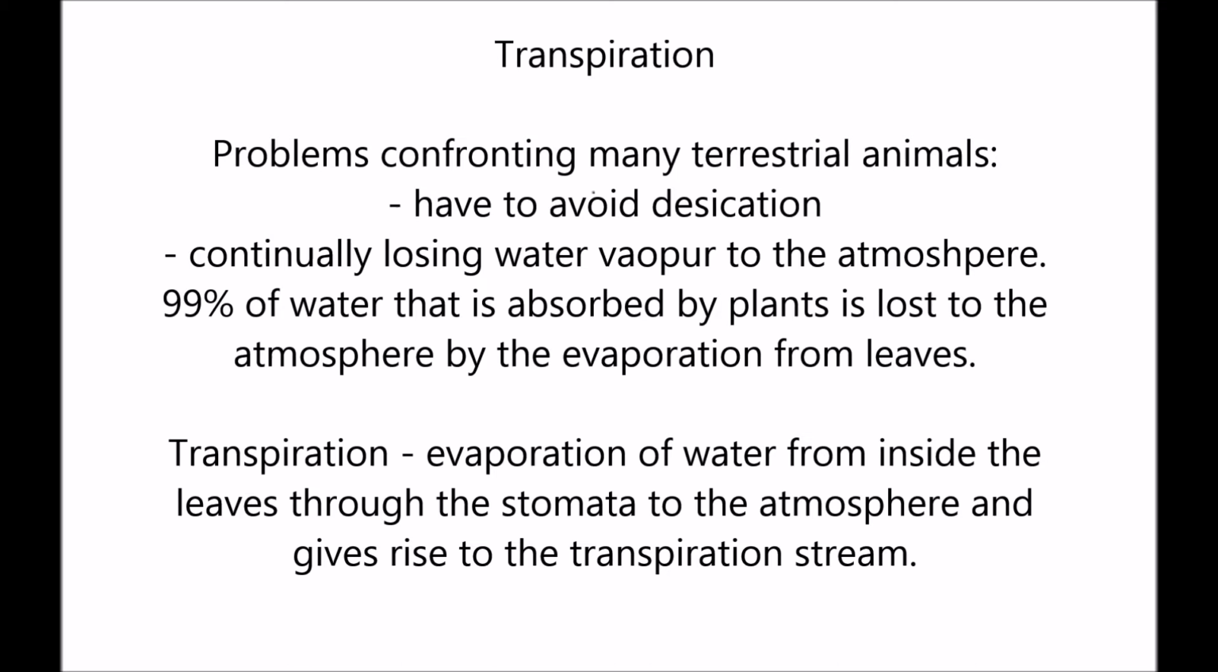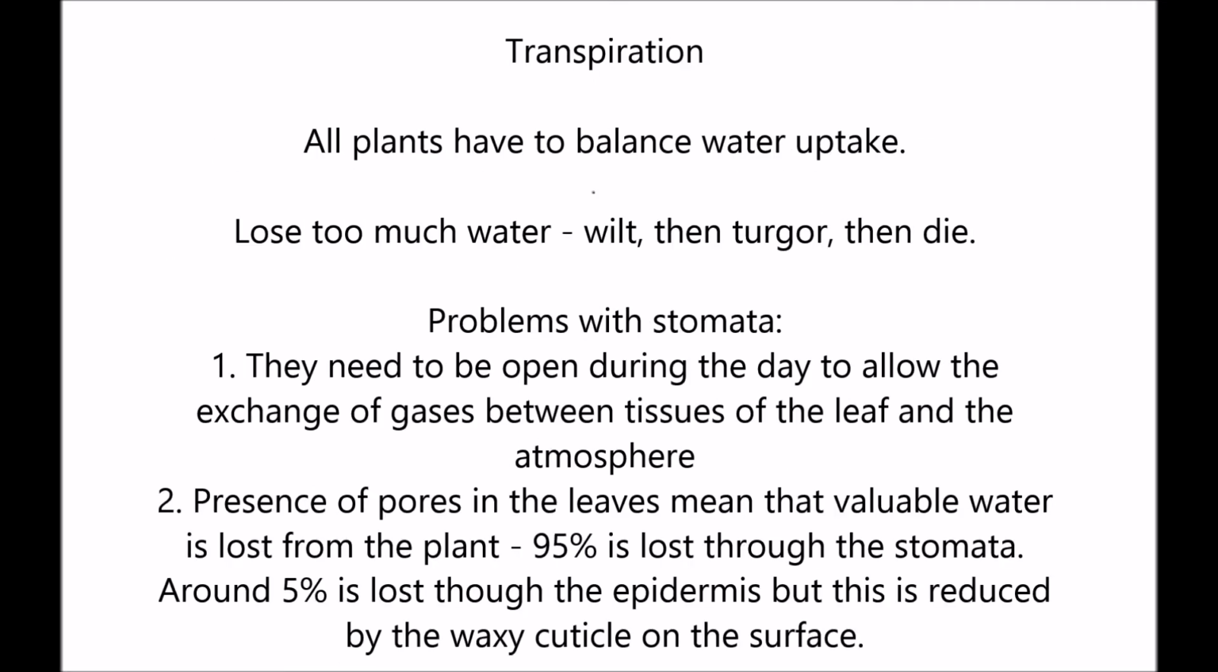Transpiration is evaporation of water from inside the leaves through the stomata to the atmosphere and gives rise to the transpiration stream. All plants have to balance water uptake and loss. If they lose too much water, they will wilt, become flaccid, and then die. Problems with stomata: they need to be open during the day to allow the exchange of gases between tissues of the leaf and the atmosphere.